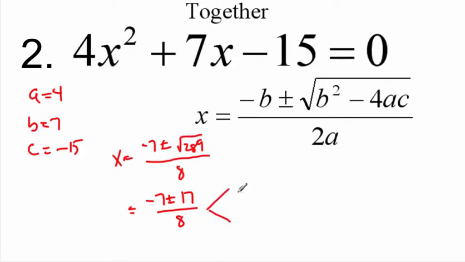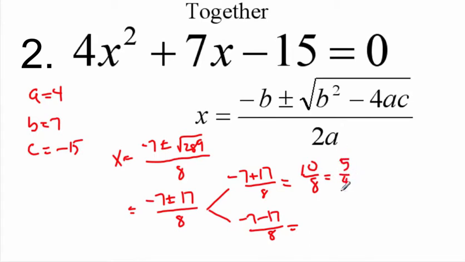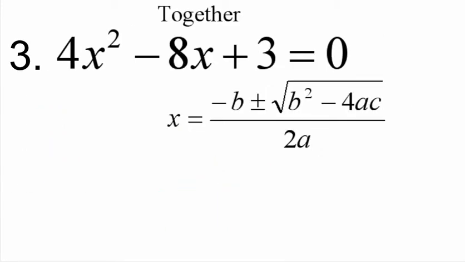I get my two solutions from here. -7 plus 17 over 8. -7 minus 17 over 8. And this is going to get me 10 over 8, which is going to reduce down to 5 over 4. There's one answer. And this is going to get me -24 over 8, which is going to simplify down to -3. Okay, so there's another example of how you use quadratic formula to solve a quadratic equation.